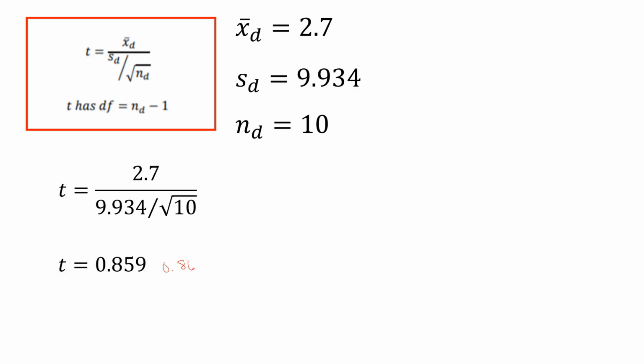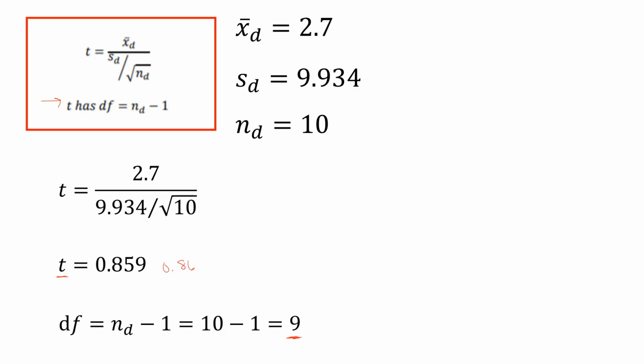All right, so now I need to find the p-value. And in order to find the p-value, because I'm dealing with a t distribution, I need to know how many degrees of freedom I have. So as we can see in our formula sheet, t has degrees of freedom equal to the number of differences minus 1. So in this case, that would be 10 minus 1, or 9 degrees of freedom.